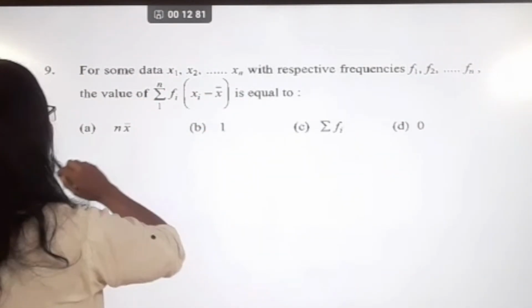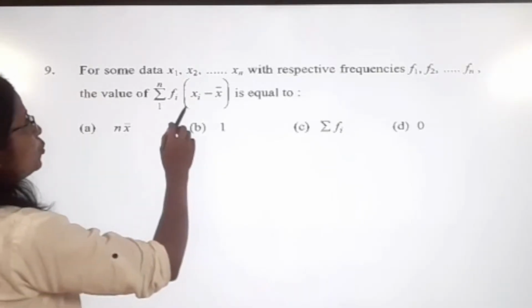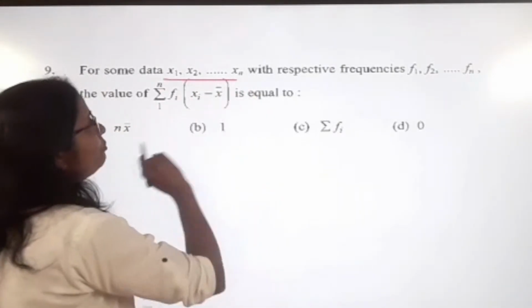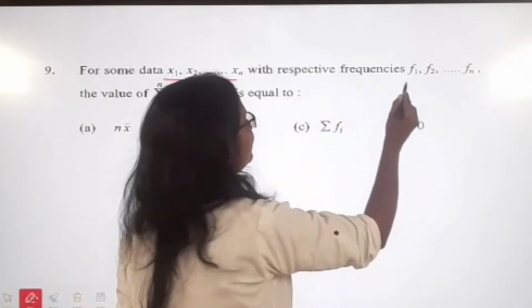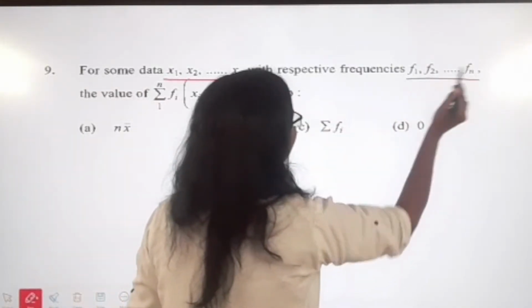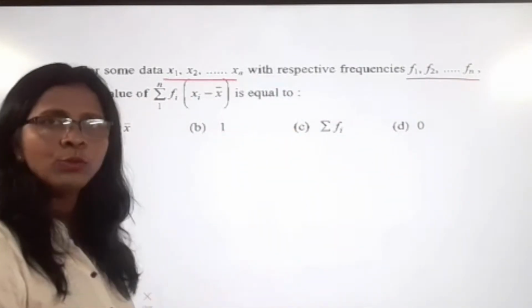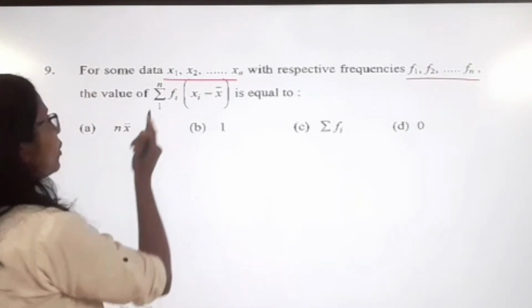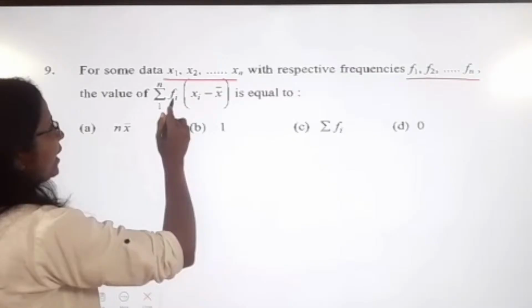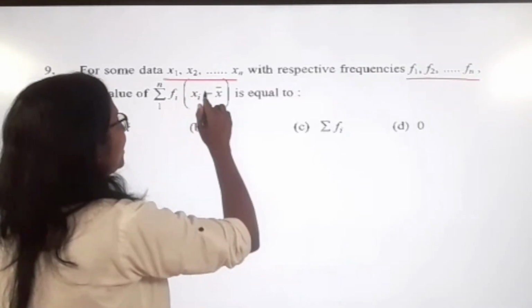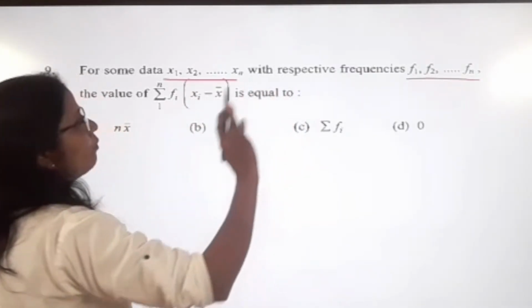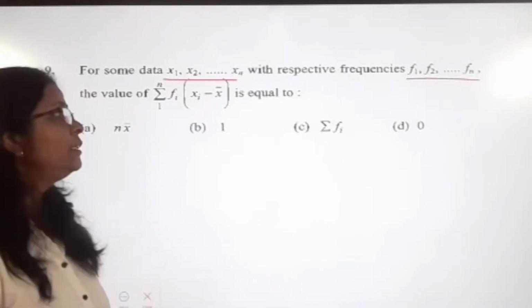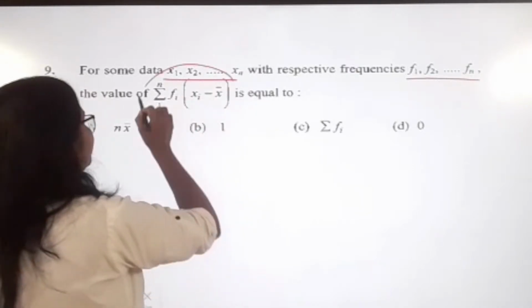For some data x1, x2, ..., xn with respect to frequencies f1, f2, ..., fn, the value of the summation from 1 to n of fi (xi minus x bar) is equal to what? Yes students, we have to find out the value of this given expression.